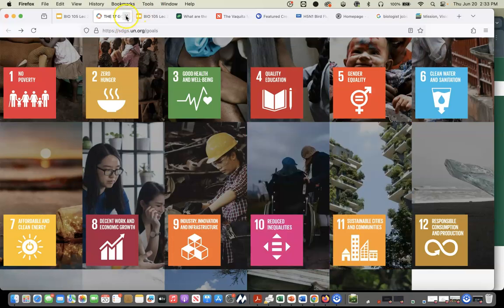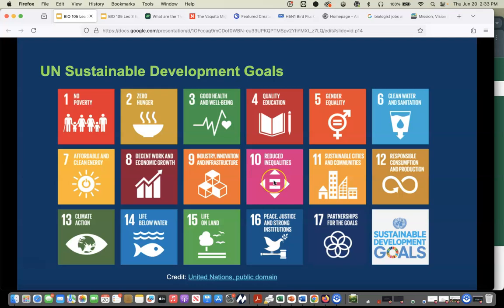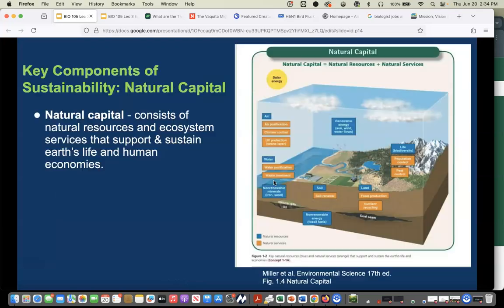So again, I just wanted to show you that site so you are aware of the fact that the UN does have these 17 sustainable development goals. But again, you're not responsible for knowing them, and I won't test you on them.